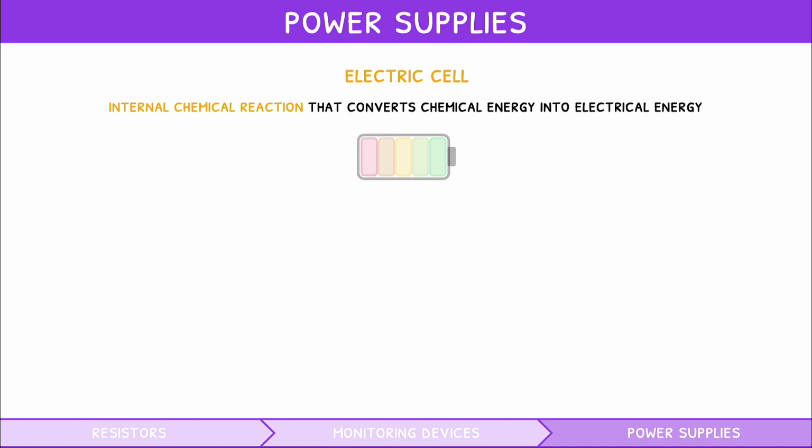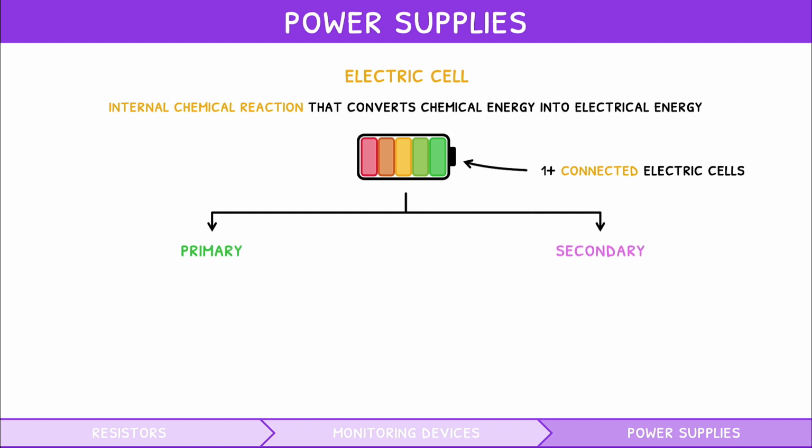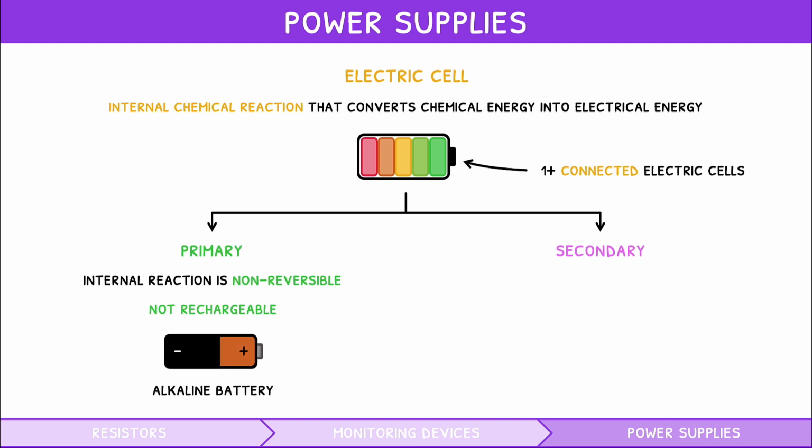Note that batteries are just one or more connected electrical cells. There are two types of electrical cells, primary and secondary cells. Primary cells house internal reactions that are non-reversible, and thus not rechargeable. Once the internal reaction is complete, the cell is thrown away. A common example is a household alkaline battery.